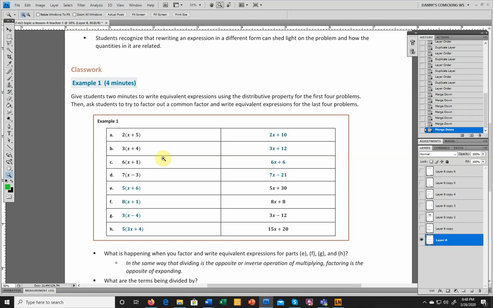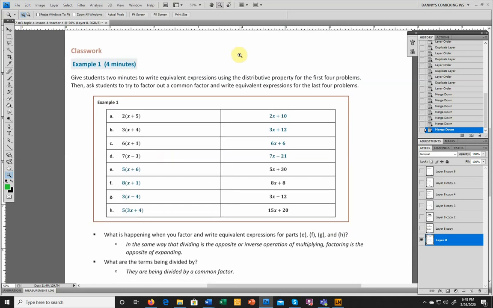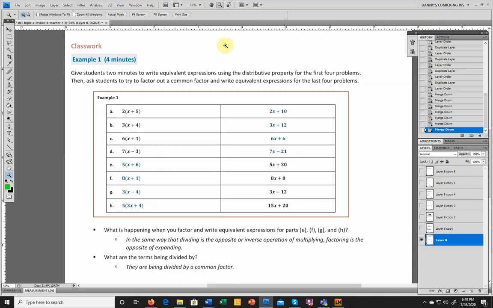Normally in class I would give you 2 minutes to write equivalent expressions using the distributive property for the first 4 problems. Then I would ask you to try to factor out a common factor and write an equivalent expression for the last 4. But you guys aren't in class right now, so let's just look at a couple of these really quick.